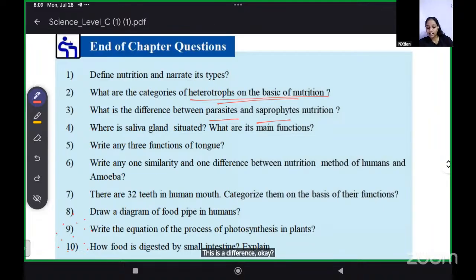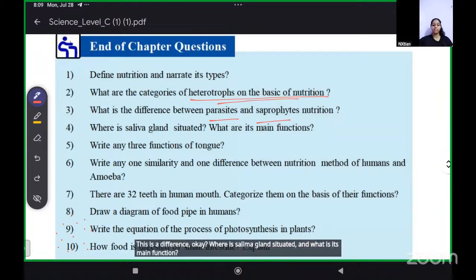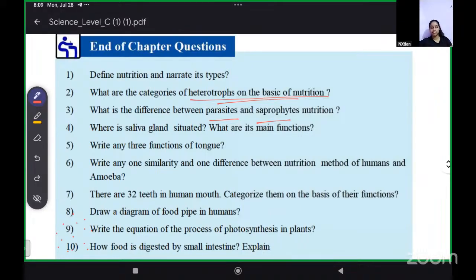Where is the salivary gland situated and what is its main function? Anna, where is the salivary gland situated?